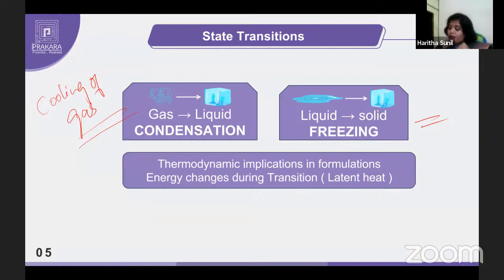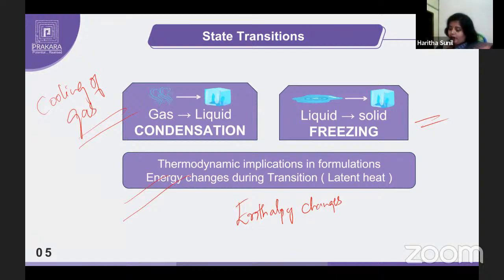We should also look at the thermodynamic implications in the formulations, that is, what the energy changes are during the transition. Here we have to talk about latent heat as well as enthalpy changes. Latent heat is nothing but the heat absorbed or released during a phase change without changing the temperature. We have two types of latent heat, and we will discuss them in detail in the coming slides.